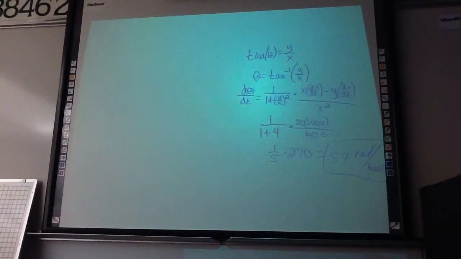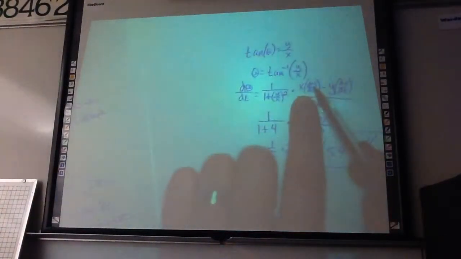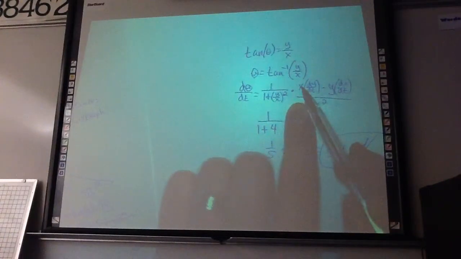Well, we should look at the units of all the stuff we just did. So what are the units of y over x? What were y and x? Y and x were miles. So we have miles over miles. This is unitless. It's actually going to be in radians. Radians are unitless.